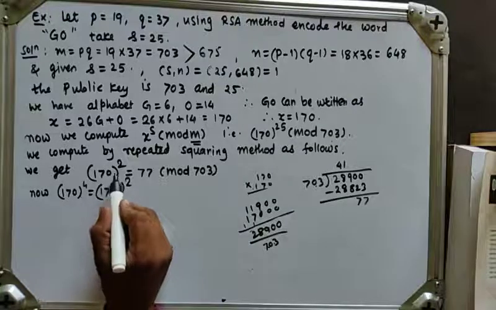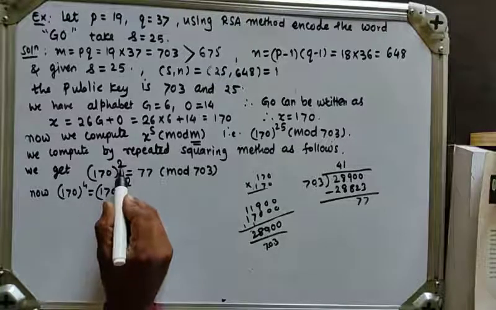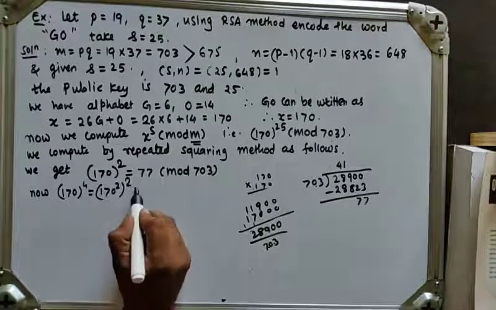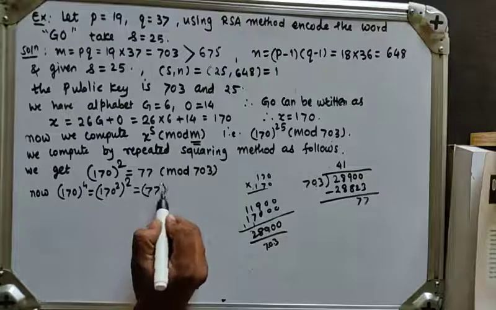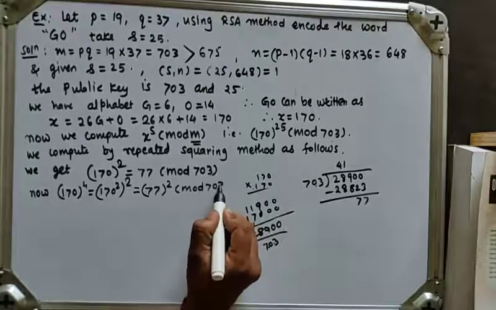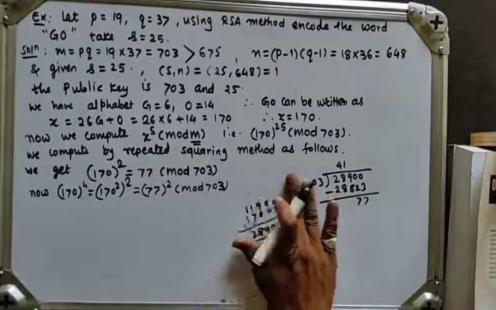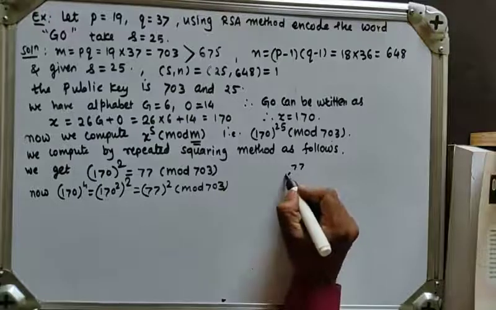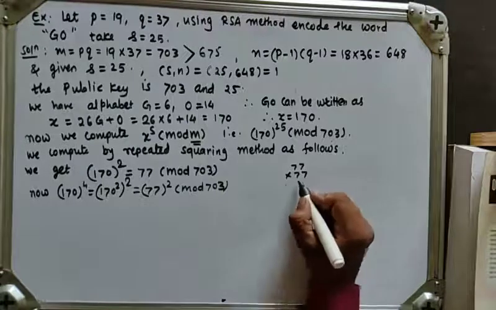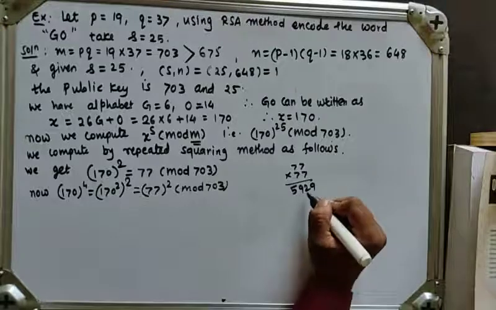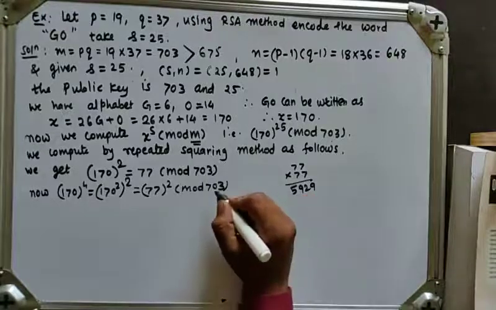So 170 squared has value 77. Here we will get 77 squared, where the modulo value is 703. After taking the product of 77 into 77, we get 5929.